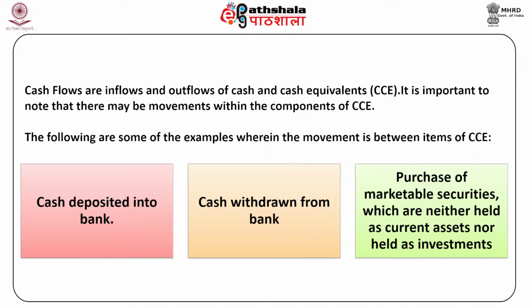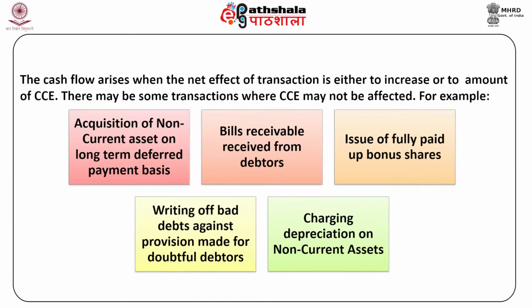The following are some examples wherein the movement is between items of CCE. Number 1, cash deposited into bank. Number 2, cash withdrawn from bank. Number 3, purchase of marketable securities which are neither held as current assets nor held as investments. The cash flow arises when the net effect of the transaction is either to increase or decrease the amount of CCE.